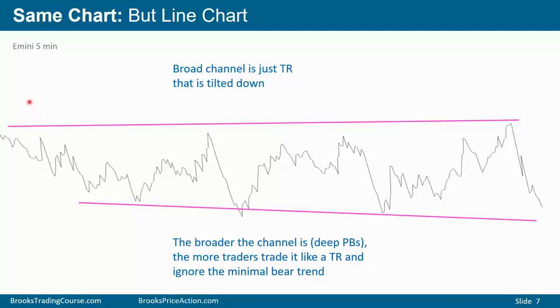In this particular case, before I tilted it to horizontal, it had a minimum slope going down, and most traders would rather trade it like a trading range, buy low, sell high, and scalp. If a broad bear channel is steeper down, they'll tend to swing trade more.